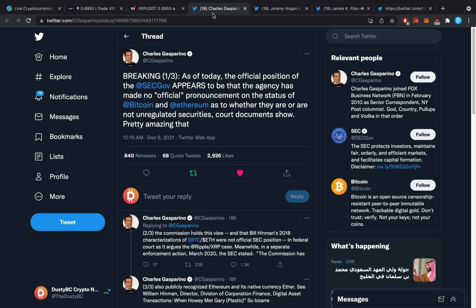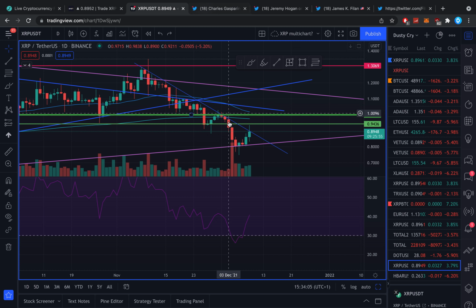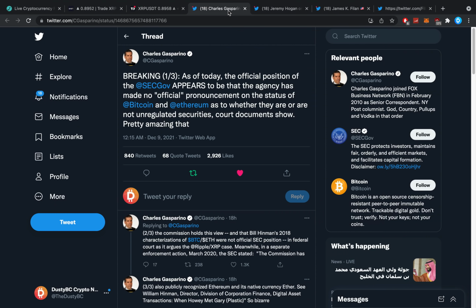And also the XRP price specifically might be doing good, partially because it was just a juicy opportunity, was extremely undervalued, and I've been screaming that. But it could also be because of things like what Charles has been saying over on Twitter. Breaking. As of today, the official position of the SEC appears to be that the agency has made no official pronouncement on the status of Bitcoin and Ether as to whether they are or are not unregulated securities.